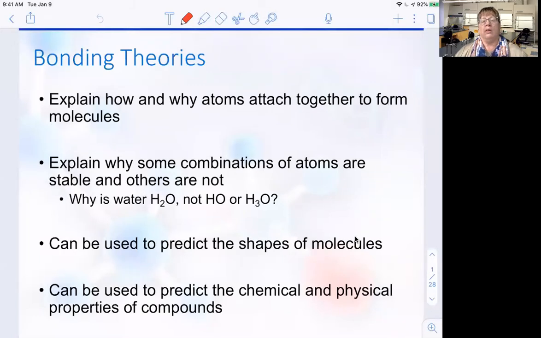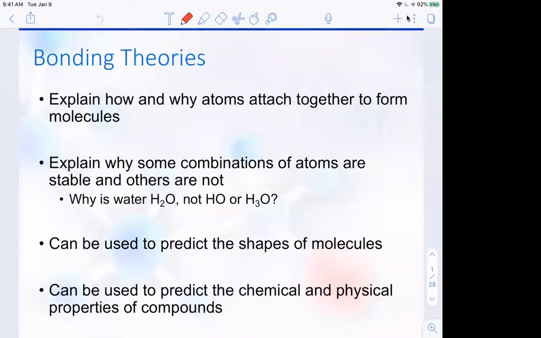So in general, when we consider bonding theories, this is how we explain how and why atoms attach together to form molecules. These theories explain why some combinations of atoms are stable and others aren't. For example, why is water H2O and not HO or H3O? And we can also use theories to predict the shapes of molecules. In organic chemistry, the shape of the molecule is going to be very critical.